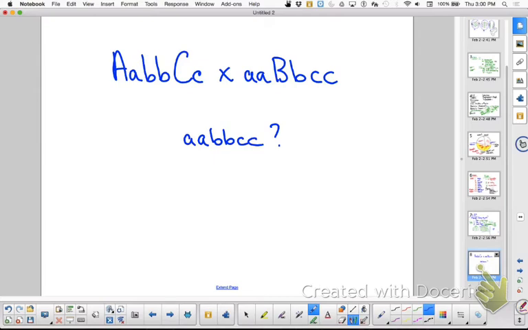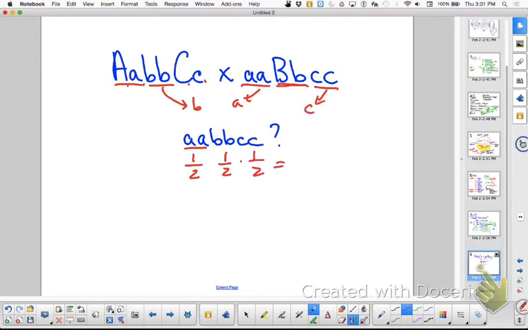Okay, so how would you do this one? Every single time this one's going to give a little a, right? And half the time this one's going to give a big A, and half the time it's going to give a little a, right? So the chances of little a would be what? 1/2. Okay, in this case, every single time it's going to give a little b. Half the time this is going to give a big B, half the time a little b. So again, little b would be 1/2. In this case, every single time they're given a little c, half the time big C, half the time little c, so 1/2. 1 times 1 times 1 is 1, 2 times 2 is 4, times 2 is 8, 1/8. Okay?